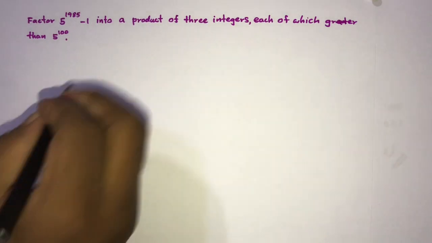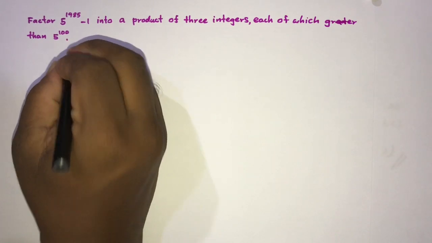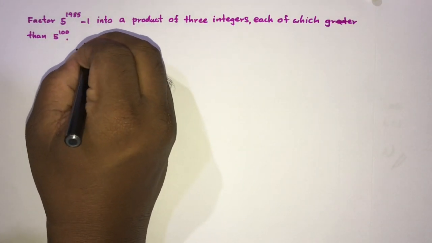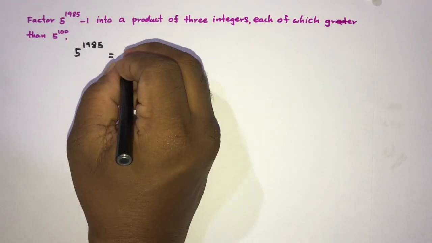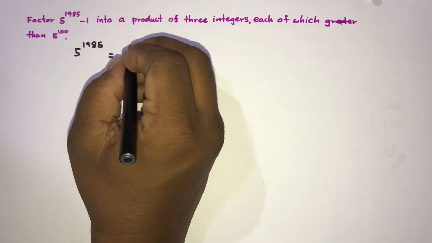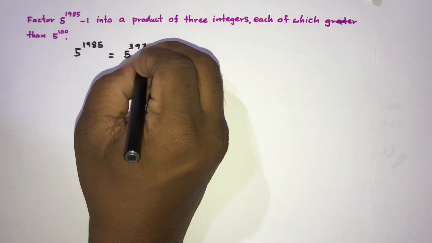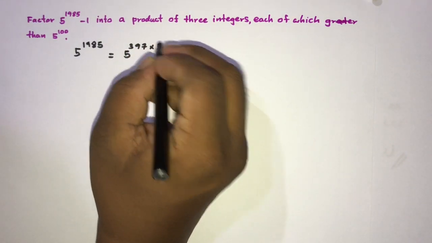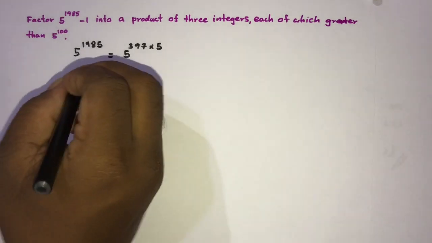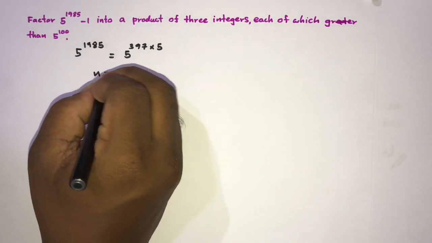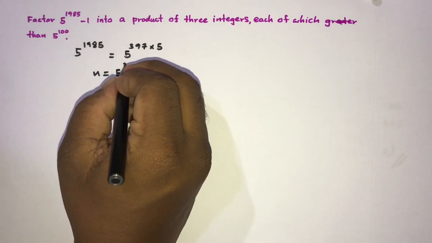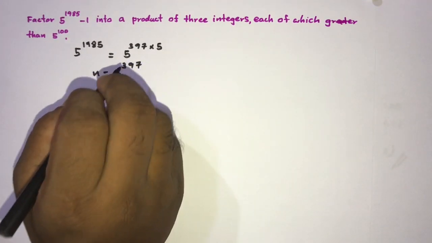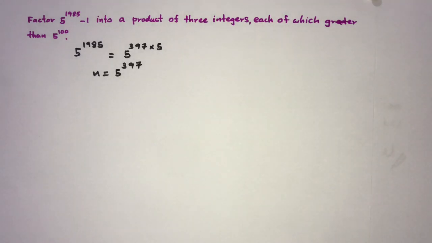Okay, first of all, 5 raised to the 1985, we can write this as equal to 5 raised to the 397 times 5. Then I'm going to take n equal to 5 raised to the 397, and now I'm going to take an expression.